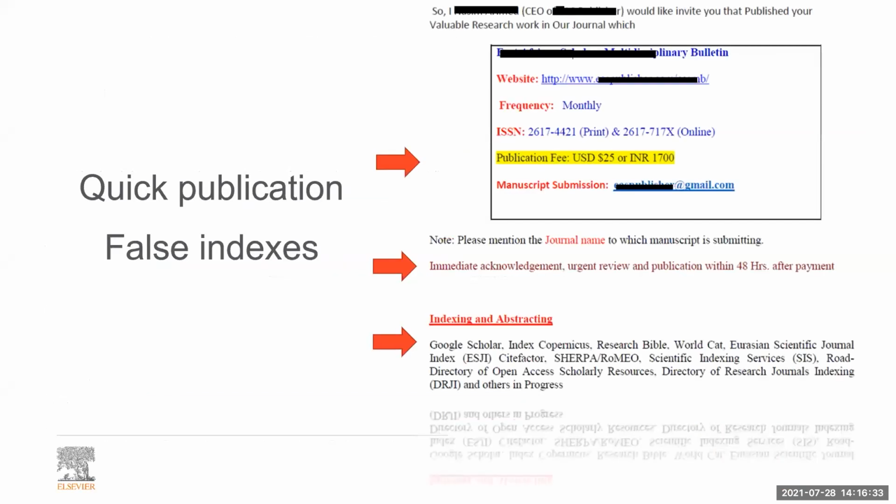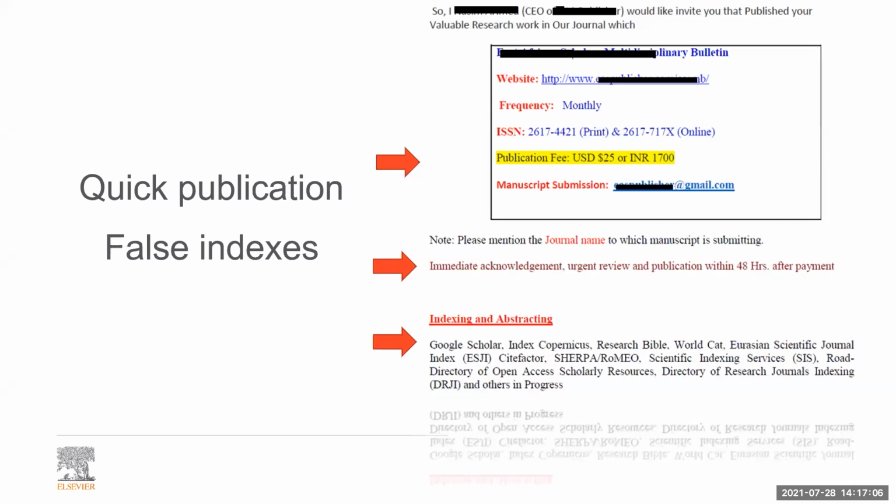Next example is where there's indication of offering quick publication. So here you can see there's indication of immediate acknowledgement, urgent review, and publication within 48 hours. Yesterday we talked about the peer review process. This is by no means a process that can happen within 48 hours. So any indication of quick publication should definitely be suspect.